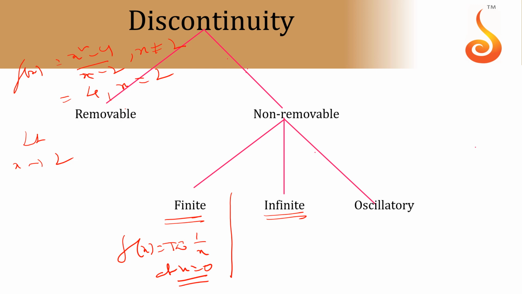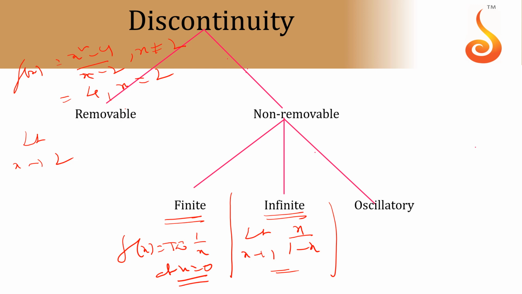What do you mean by infinite? Infinite non-removable discontinuity means that the function always tends to infinity. For example, limit x tends to 1, x by 1 minus x. Either it will tend to plus infinity or minus infinity. Such functions are called infinite non-removable discontinuities.